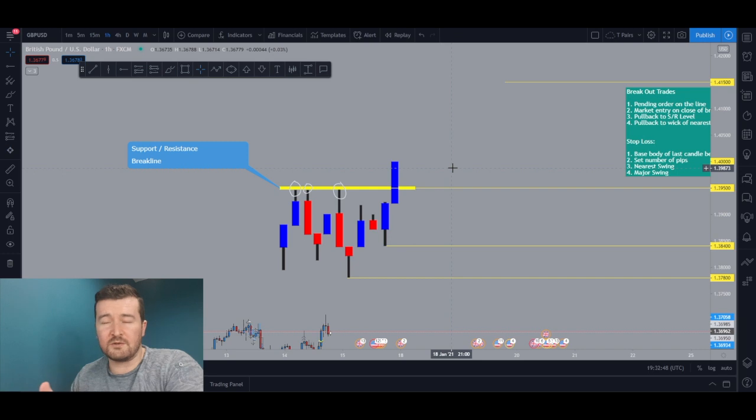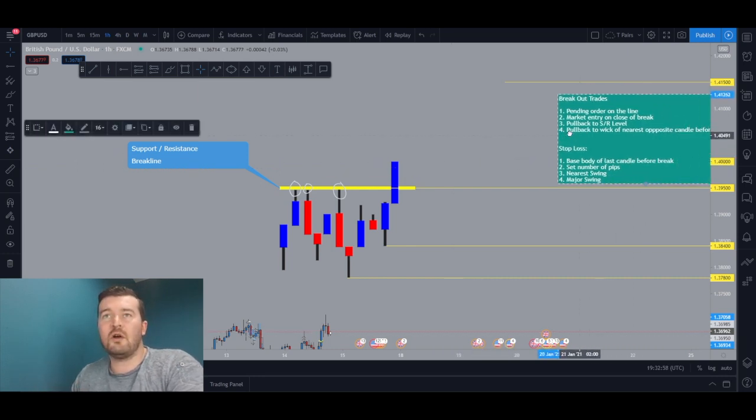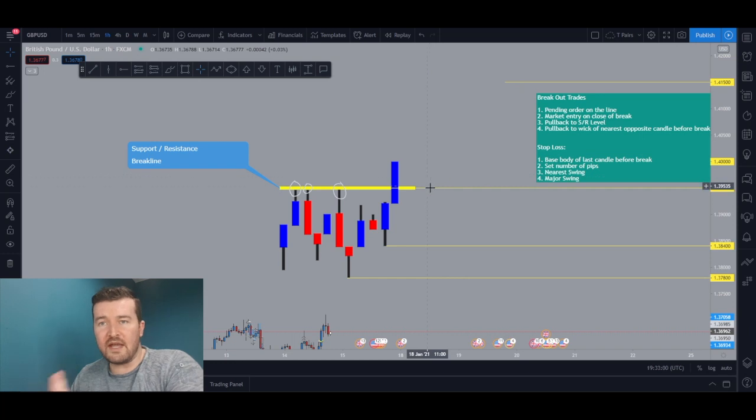So there's one which you'll see in a minute where the probability of it playing out is quite low, but the risk reward ratio is enormously high. And then not only are we going to go over where you'll get into the market, but also the different stop losses which I believe that you should be considering when trading the breakouts.